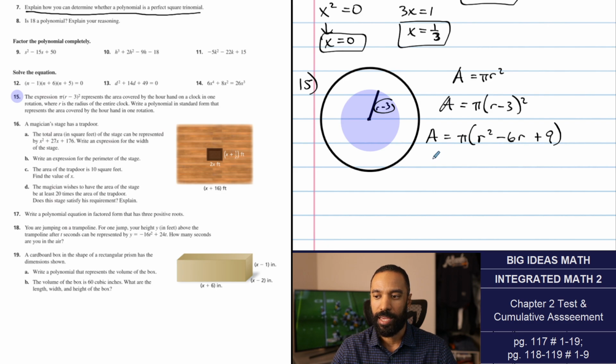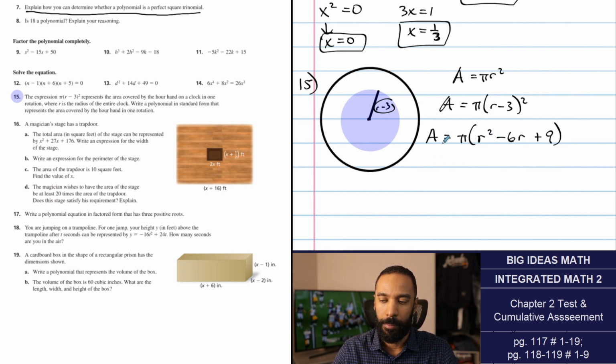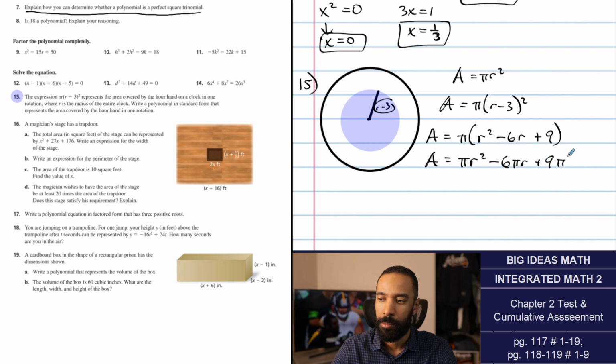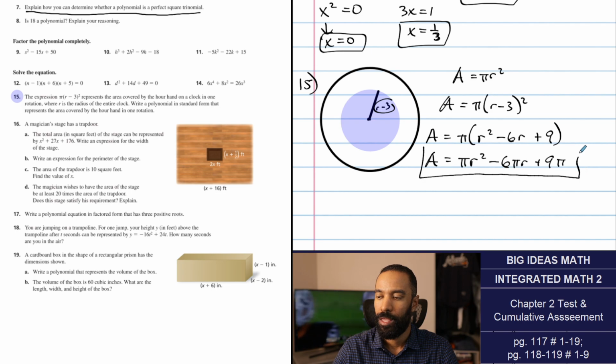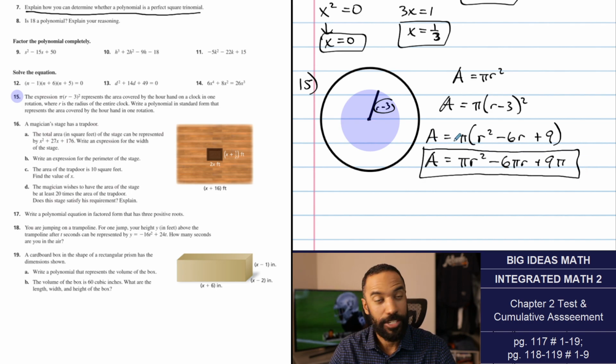Pi is multiplying by that. Well, this is standard form-esque, but there are still parentheses multiplied by pi. Now you distribute the pi in here, and you get pi r squared minus 6 pi r plus 9 pi. That is the area, and that's the answer. So there's your standard form. I got your standard form right here.